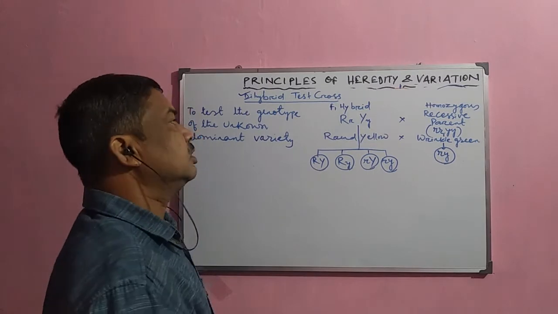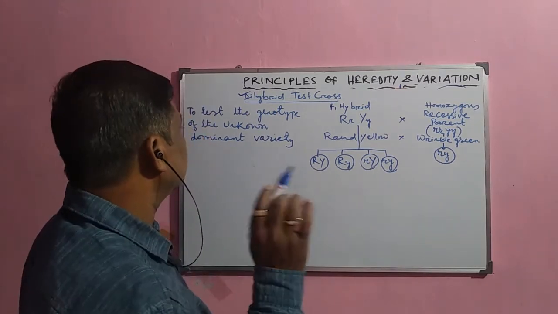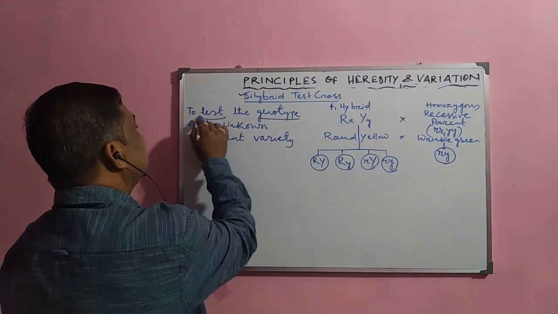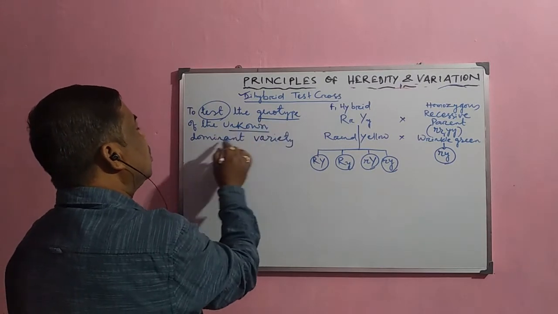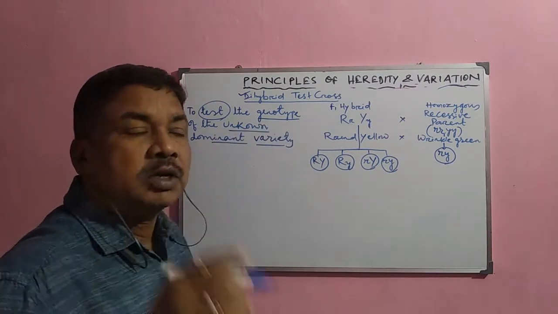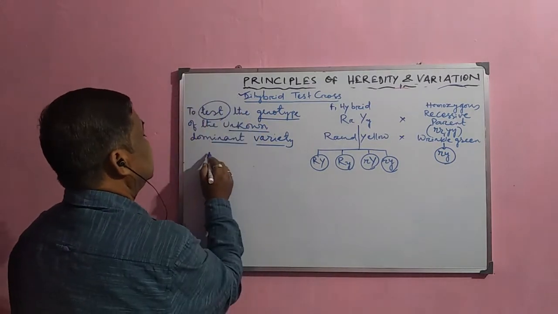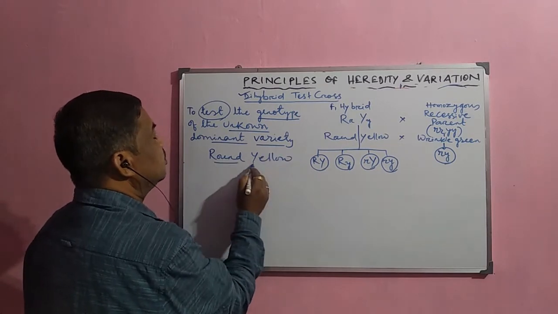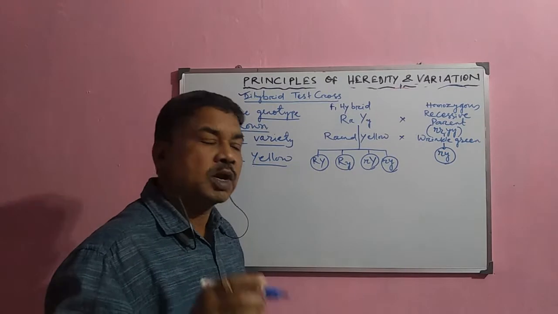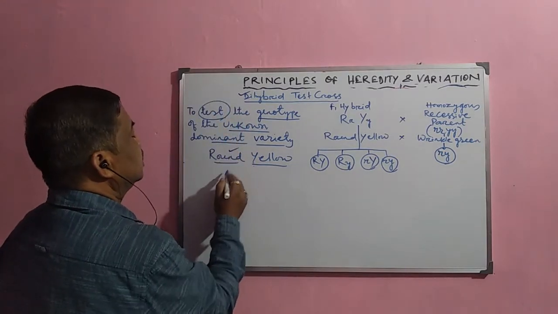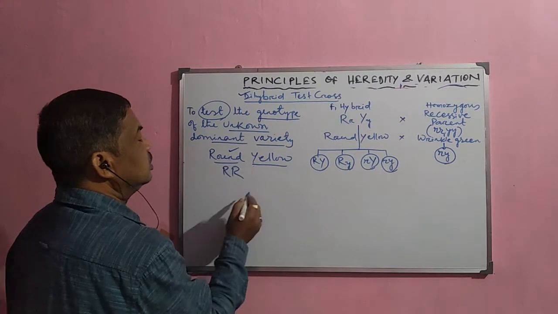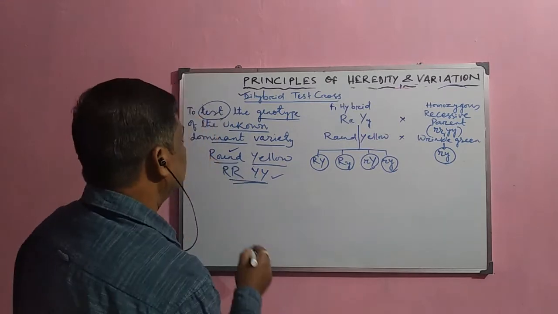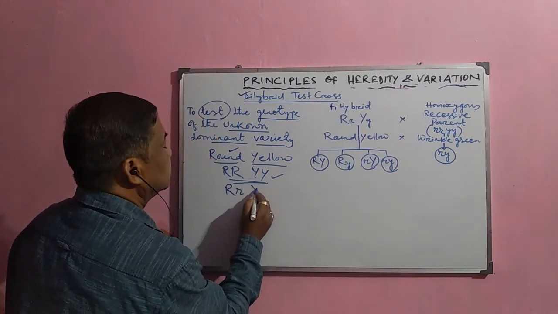As we have already discussed the monohybrid test cross, this test cross is used to verify the genotype, or to test the genotype, of an unknown dominant variety. Suppose we take a dominant variety, round and yellow. Since it is round yellow, it is a dominant variety of plant, but whether this plant is purely dominant, that is, homozygous dominant type RRYY genotype, or whether it is capital R, capital Y, small y.